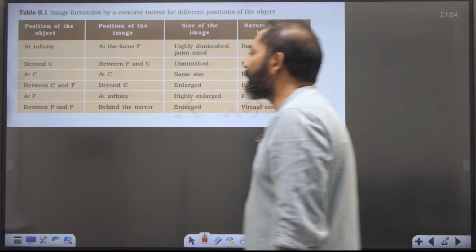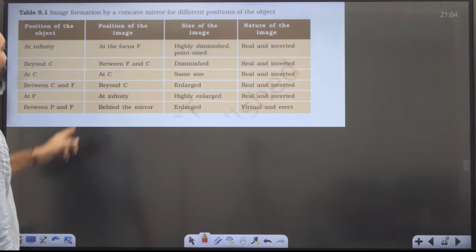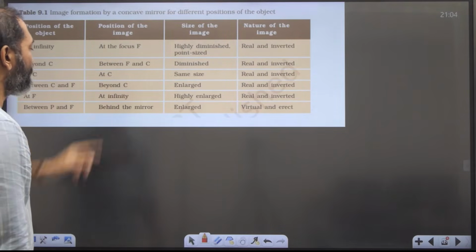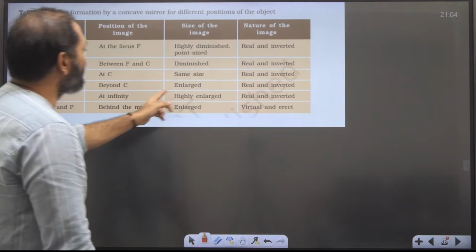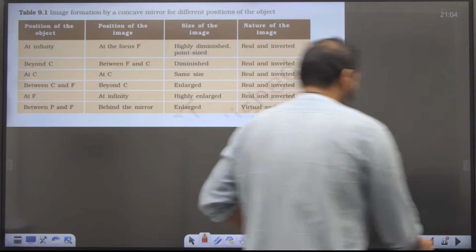Object is placed between center of curvature and the principal focus, where we are getting image beyond C. What is the size of the image? Enlarged. What is the nature? Real and inverted.